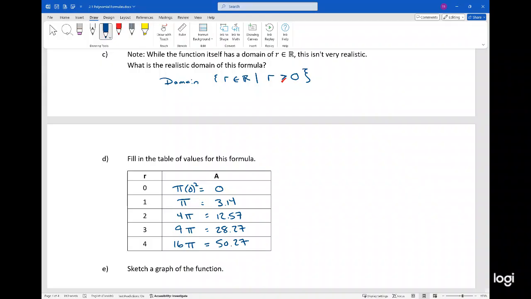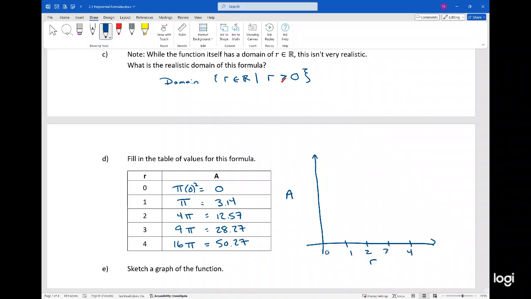Okay, so for this one, sketch a graph of the function. I think we can do a really quick sketch on this. Our input, our radius, will go on our horizontal axis, and our area will go on the output, our y-axis. Traditionally, we call them x and y. Here, we'll call them r and a. And my radius has to go from 0 to 4, so I'm just going to go 1, 2, 3, 4.